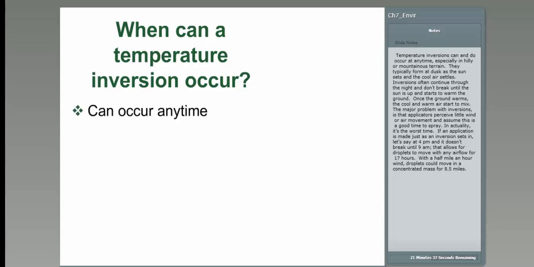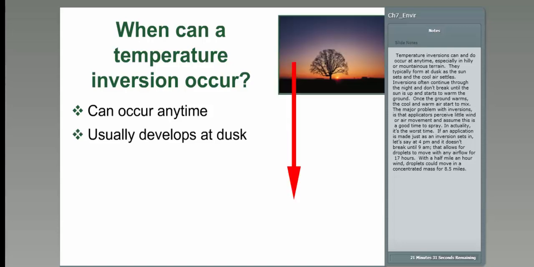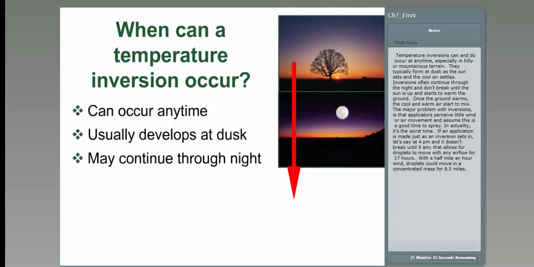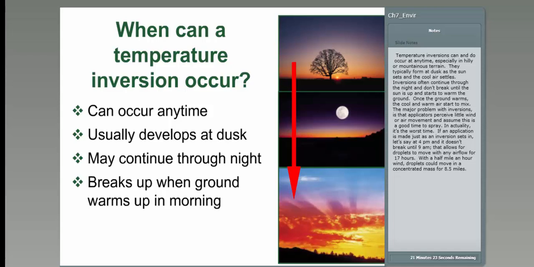Temperature inversions can and do occur at any time, especially in hilly or mountainous terrain. They typically form at dusk as the sun sets and the cool air settles. Inversions often continue through the night and don't break until the sun is up and starts to warm the ground. Once the ground warms, the cool and warm air start to mix.